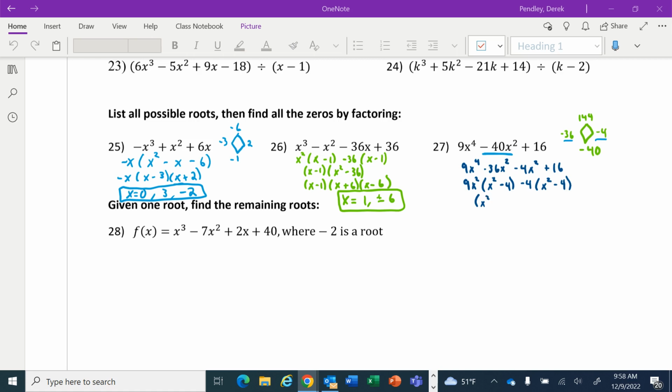Both of these are difference of squares. The first one is x plus 2 times x minus 2. And the second one is 3x plus 2 times 3x minus 2. And if you set all 4 of those equal to 0, you get x is equal to plus or minus 2 and plus or minus 2/3. So those are my 4 zeros: plus or minus 2, plus or minus 2/3.